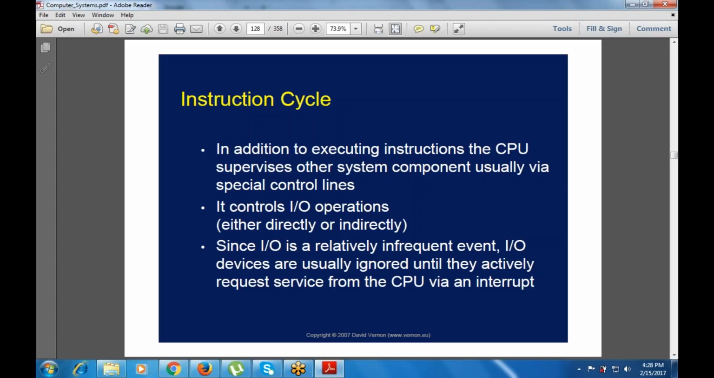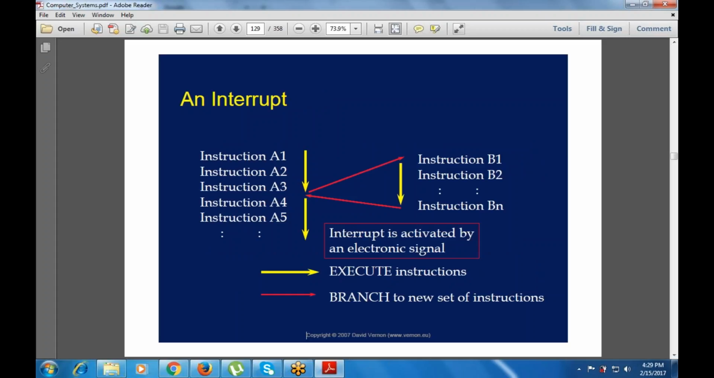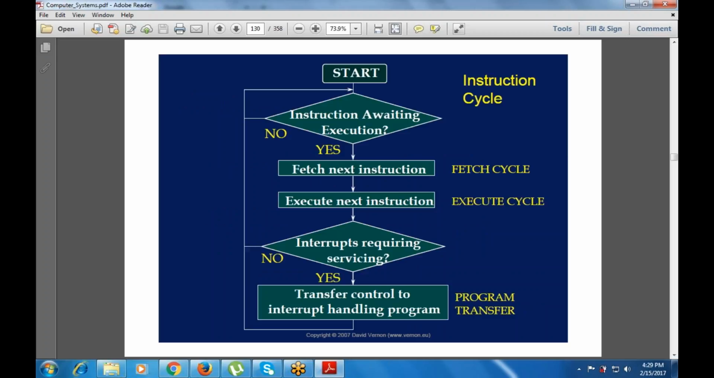the input-output devices are usually ignored until they actively request service from the CPU via an interrupt. Interrupt is processed by the criteria known as the instruction cycle. Here the instructions are A1, A2 till A5, then B1, B2 till Bn, and the interrupt is activated by an electronic signal, with a branch to a new set of instructions. Now this is one of the instruction cycles.